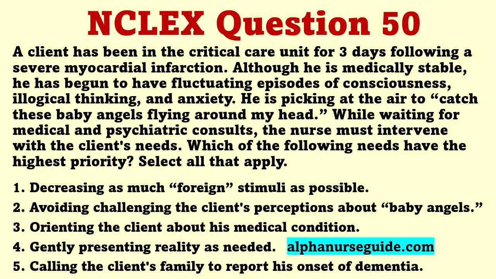Select all that apply. 1. Decreasing as much foreign stimuli as possible. 2. Avoiding challenging the client's perceptions about baby angels. 3. Orienting the client about his medical condition. 4. Gently presenting reality as needed. 5. Calling the client's family to report his onset of dementia. The correct answers are 1, 2, and 4. The abnormal stimuli of the critical care unit can aggravate the symptoms of delirium. Arguing with hallucinations is inappropriate. When a client has illogical thinking, gently presenting reality is appropriate.